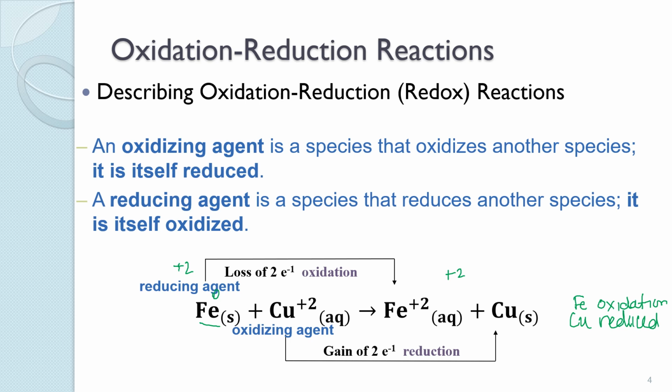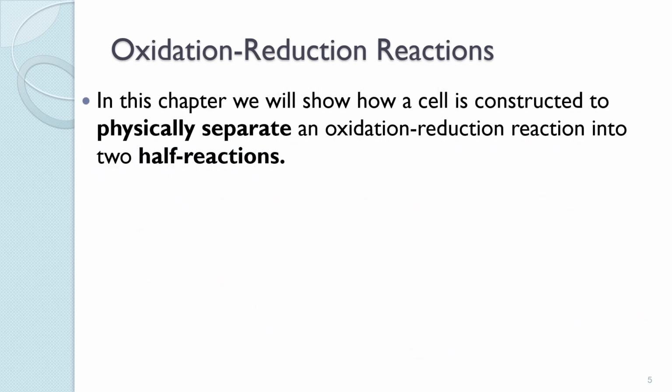That means the electrons are balanced. So we're going to continue on with this, and we're going to actually look at how an oxidation reduction cell is constructed. For example, that reaction that we just looked at, copper and metal: if you do it all in one container, it's a redox reaction.